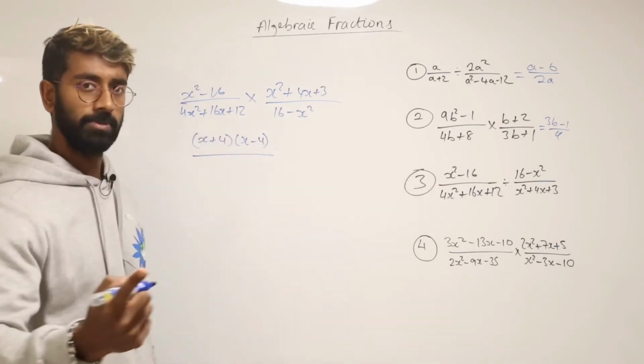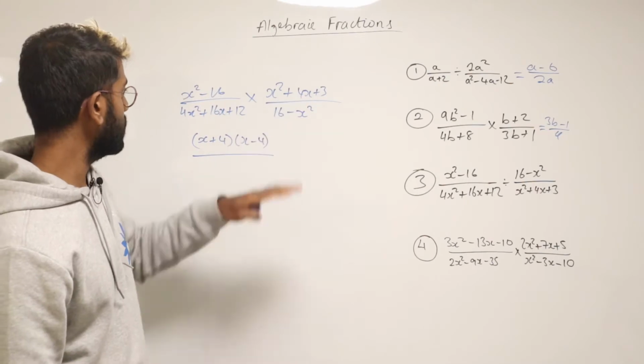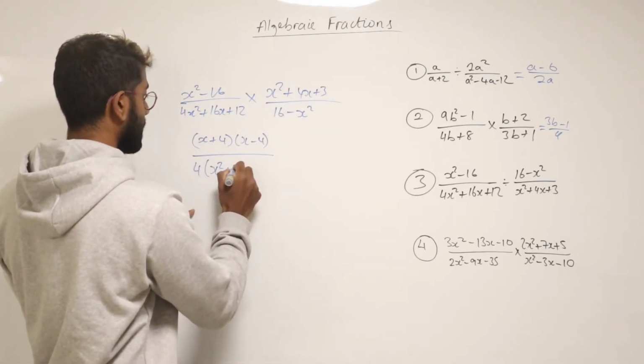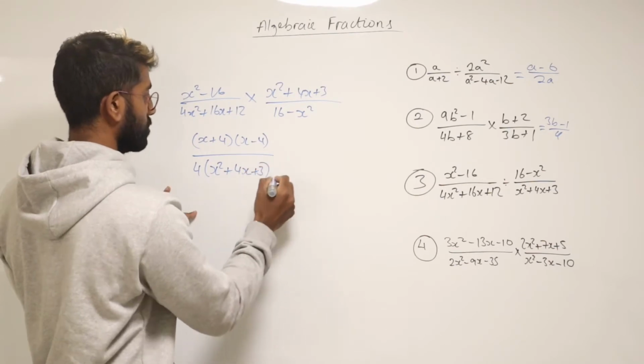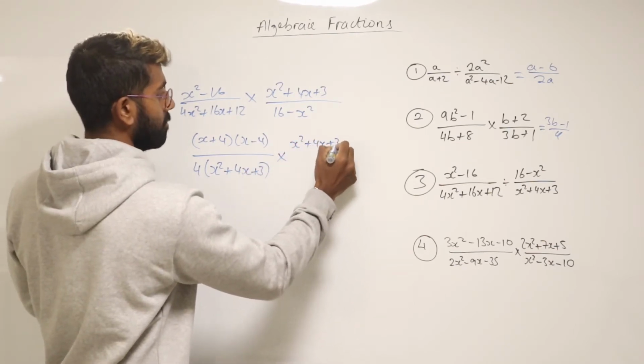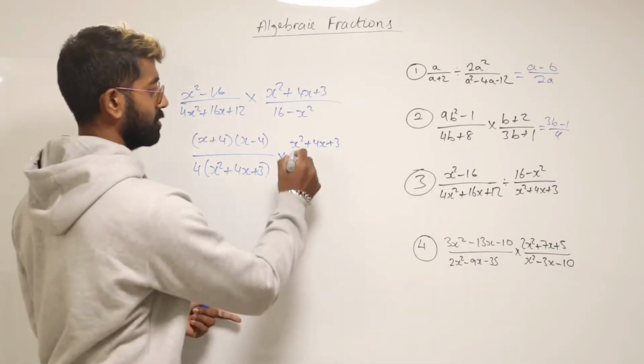This is just 4 times as big. So actually, I don't even want to put this into double brackets. All I'm going to do is just take this out and put a 4 here and make it x squared plus 4x plus 3. Because now it's exactly the same as this one up here. So we can cancel the whole thing.